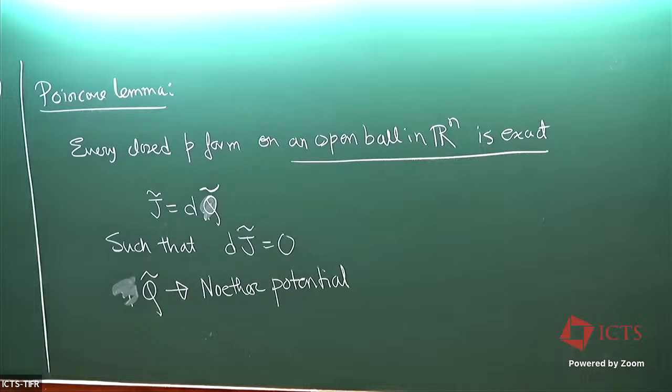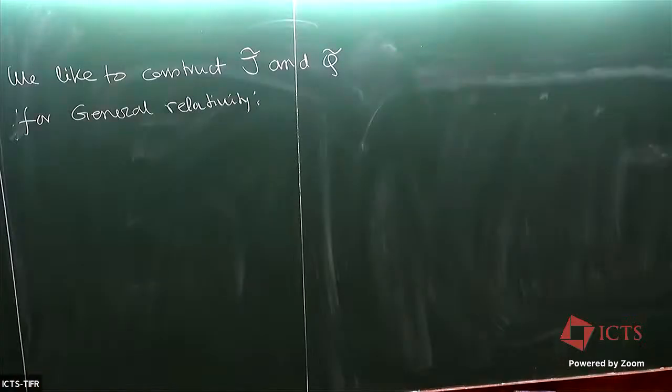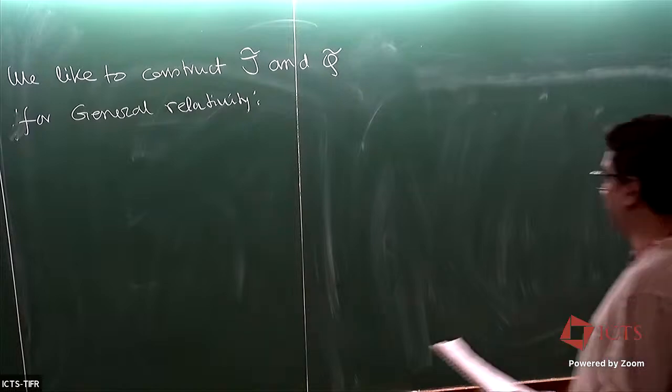Okay. So what is our motivation? Our motivation is, we would like to construct J tilde and Q tilde for general relativity. See, in principle, if I give you any theory, as long as the theory is diffeomorphism invariant, the Lagrangian being diffeomorphism invariant, I should be able to construct this current. But GR is the simplest example, which is what is most interesting.